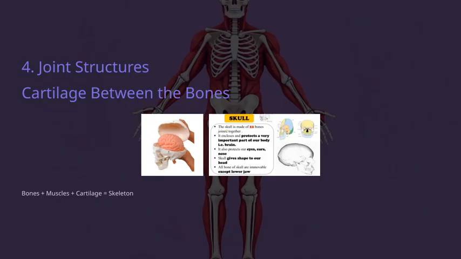Let's talk about the joint structures, starting with cartilage between the bones. Cartilage acts as a cushion and a smooth surface that allows bones to glide easily against each other. It's essential for smooth movement and also helps absorb shock.